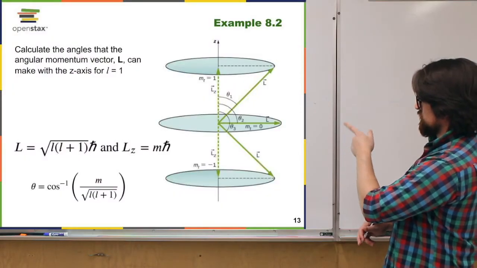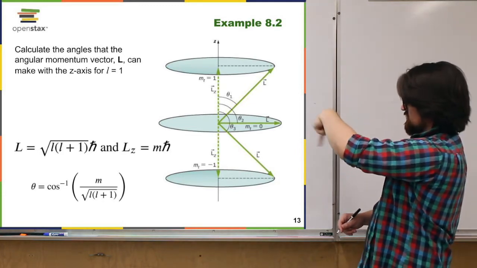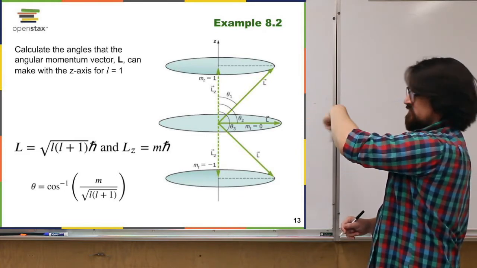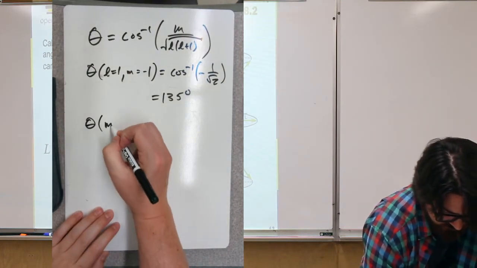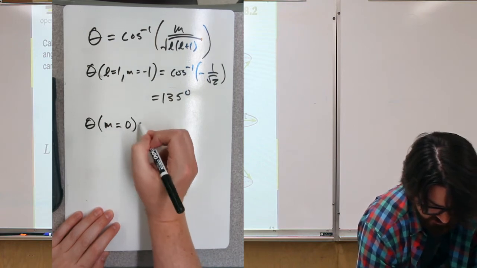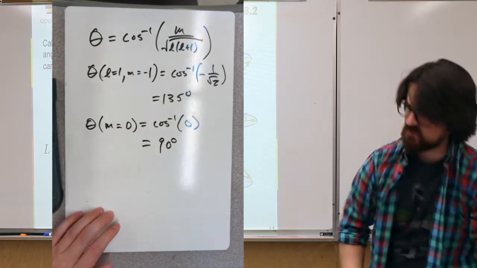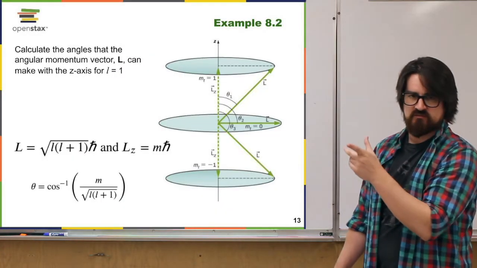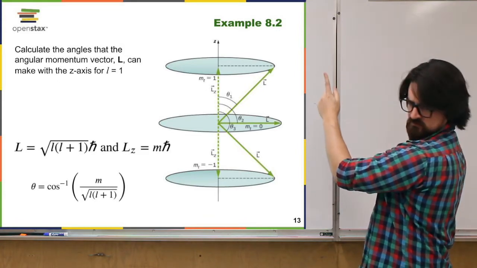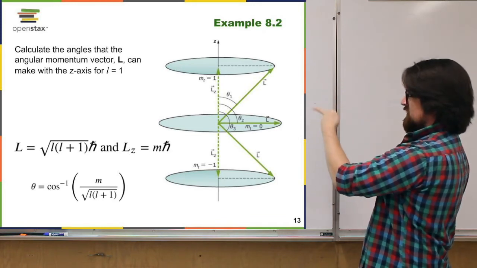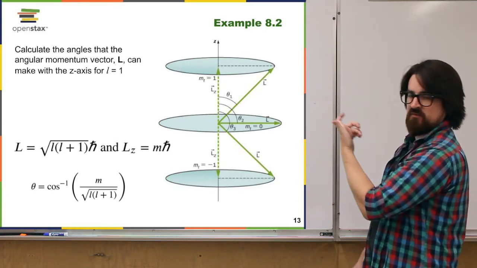So m equals minus 1, right? That's 135 degrees, below the xy plane. That's the cone that this angular momentum vector could be on. What about L still equal to 1, and m equal to 0? Pretty straightforward. That's inverse cosine of 0, which is 90 degrees. We're also restricted: the angle from the z-axis can only be between 0 and 180. So inverse cosine of 0, 90 degrees, that's actually in the xy plane. So this angular momentum vector is in the xy plane when m is equal to 0.